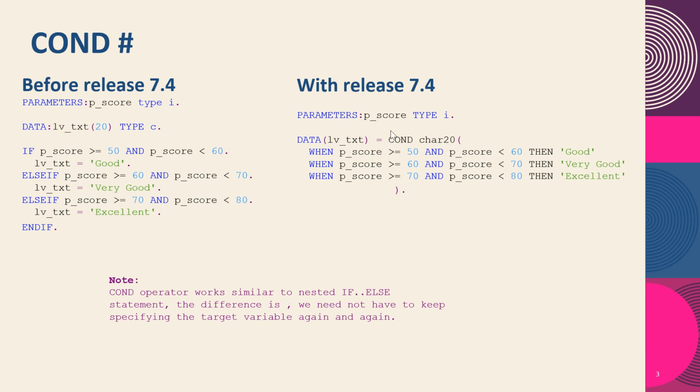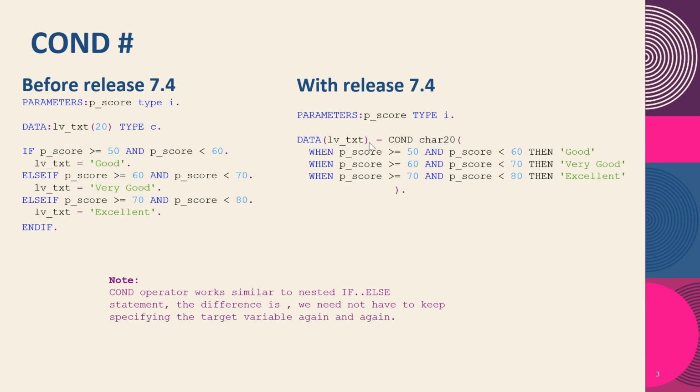So when you are using the conditional operator, we need to specify the data type. If it is not implicitly identifiable, we use an inline declaration. That's why, since it is not implicitly identifiable, we specified it. Otherwise, you could have used COND with the AS addition.